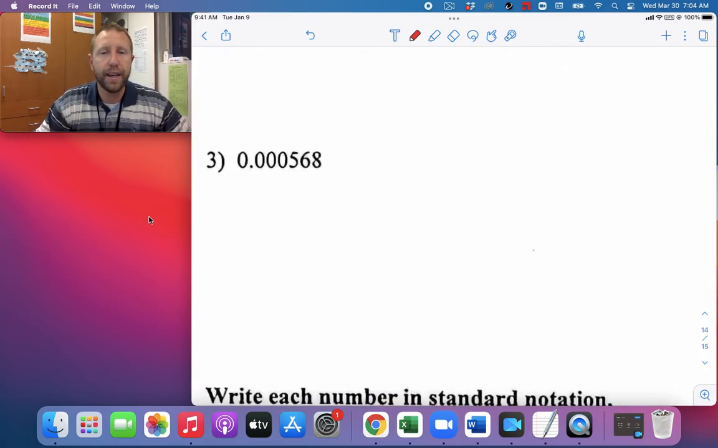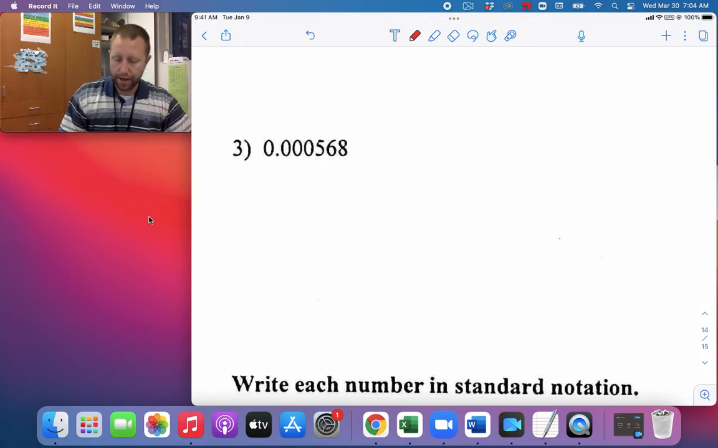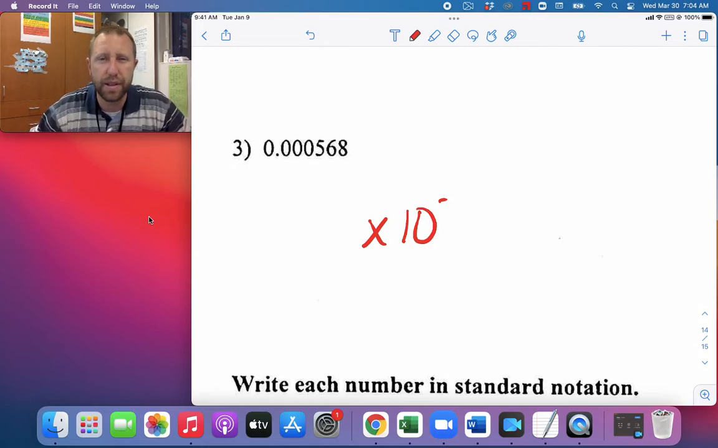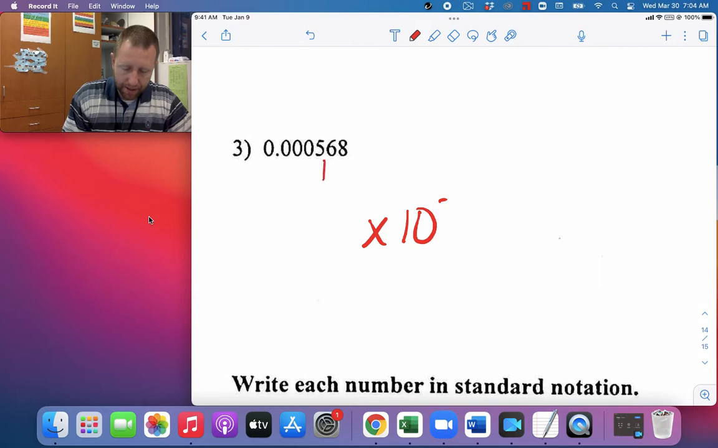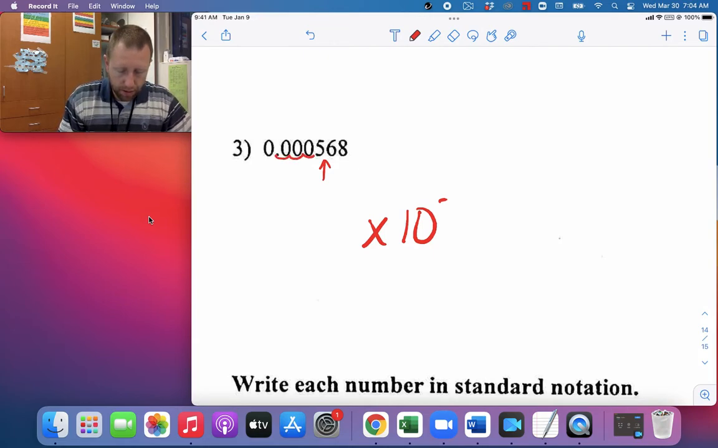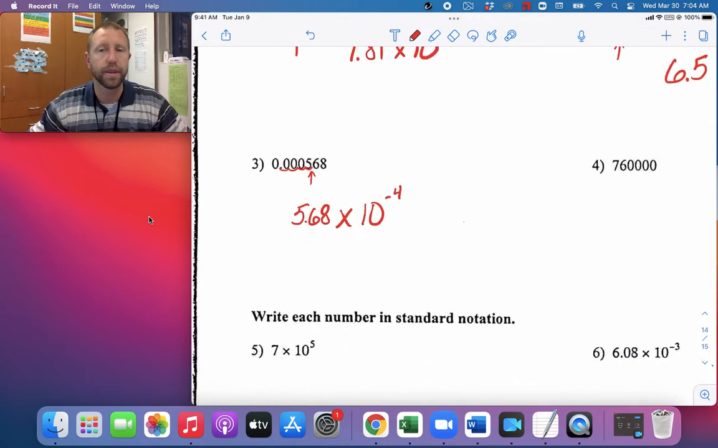For number 3, it's less than 1. I know right away, I'm just going to put down that my exponent is going to be negative. But negative what? Well, where would I put this decimal so that I have a number greater than 1 but less than 10? It's going to go right here, in between the 5 and the 6. 5.68 is bigger than 1 but less than 10. How many swoops do I got to do? 1, 2, 3, 4. I moved it 4 places. And then I almost forgot to put my 5.68 out there in front.